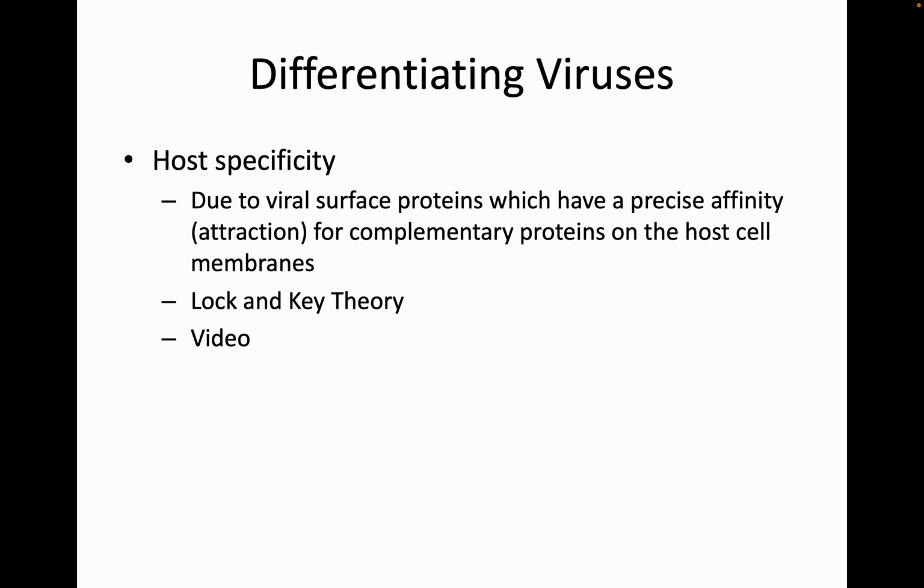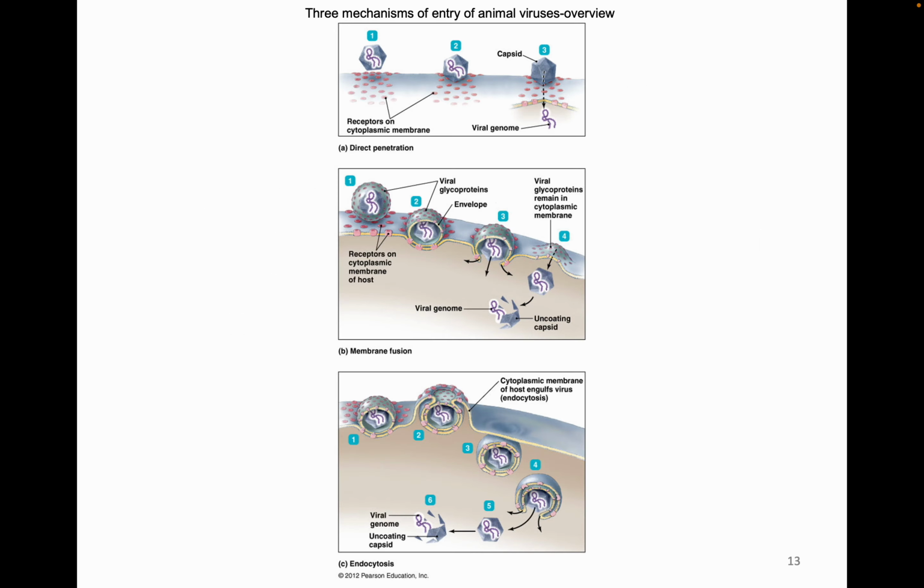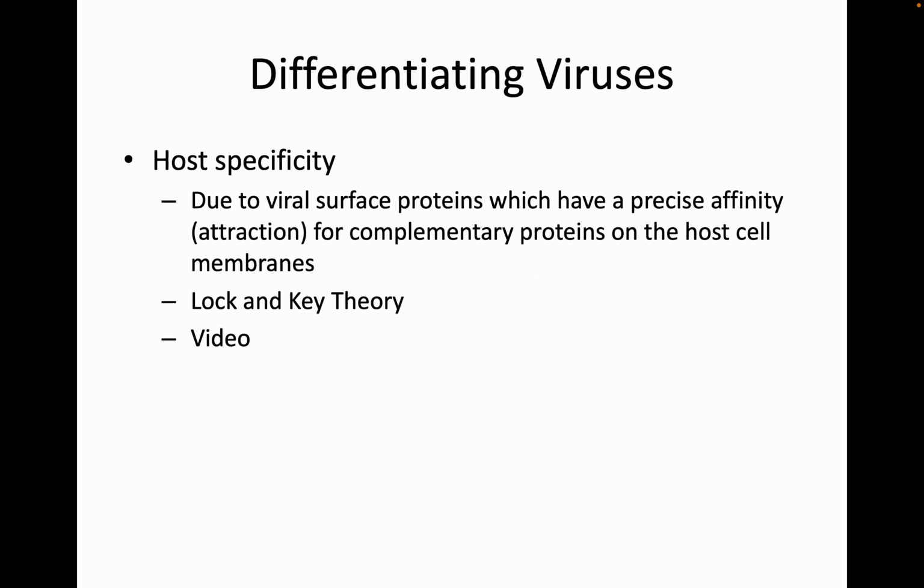So host specificity is due to viral surface proteins, which have a precise affinity or attraction for complementary proteins on the host cell membranes. A lock and key theory, not unlike enzymes and their substrates. There's a video I'll link for you guys on D2L to watch about differentiating viruses based on host specificity.